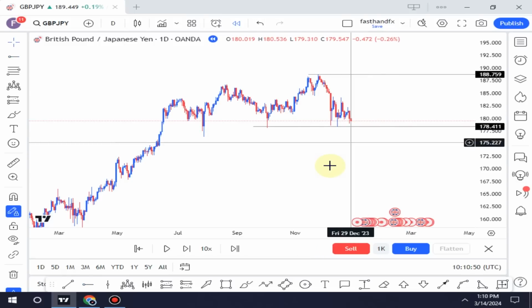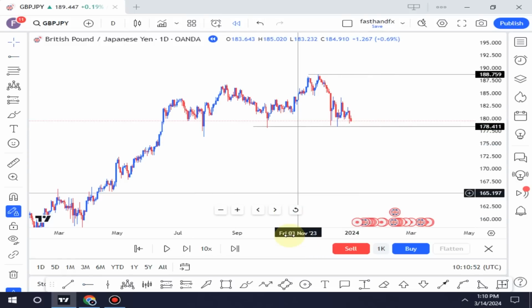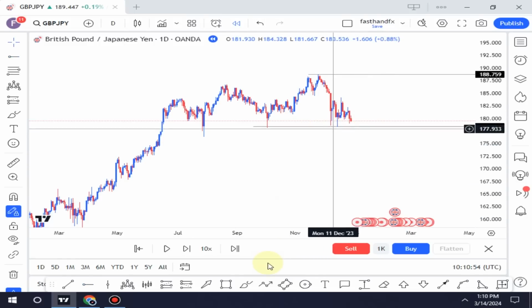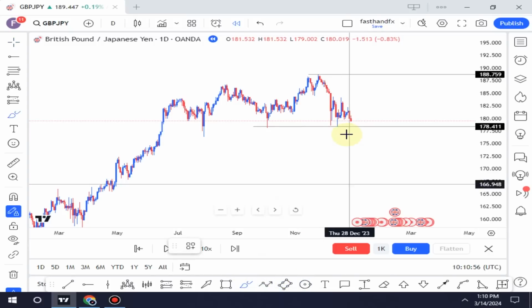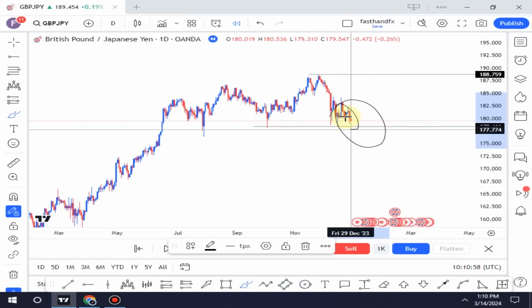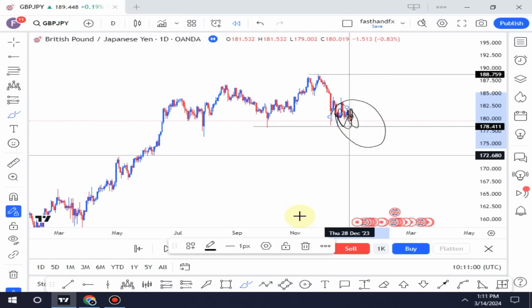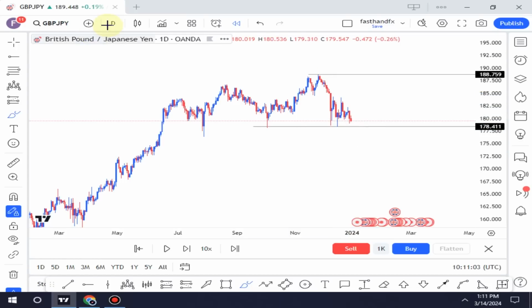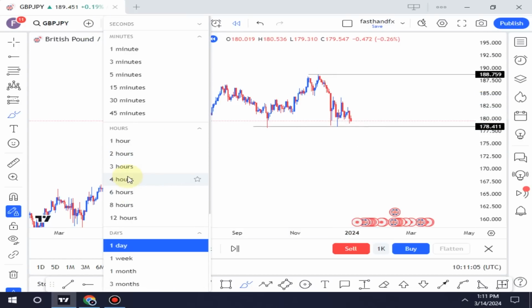So I keep on saying that we need to understand how price is approaching a support or a resistance. So what we'll be doing right now is just understand what the market will be doing around that level, and if we see opportunity, that is when we execute. So let's go to the H4.